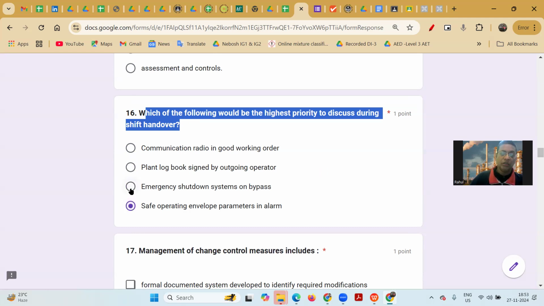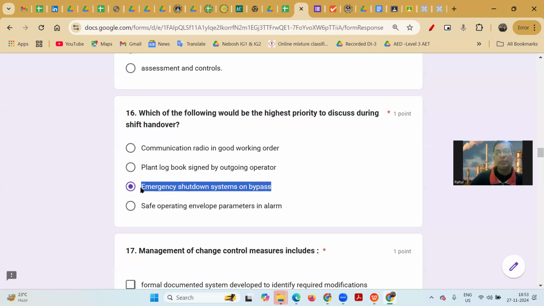If we see the highest priority, I need to discuss the emergency shutdown system or bypass. Among the four options, the highest priority is the emergency shutdown, because we need to see whether any emergency shutdown occurred in the previous shift, and we need to analyze why and how it happened. Yes, so this is the right answer.